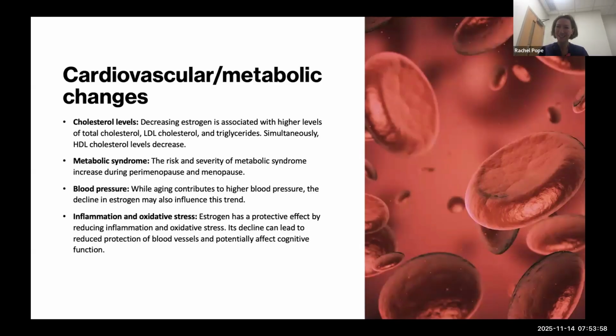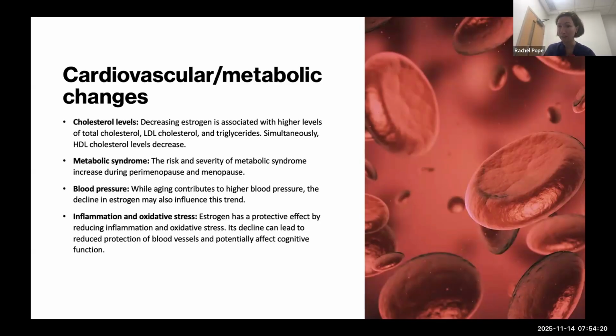So to get back to the cardiovascular changes, as estrogen levels decrease, we see LDL changing, triglycerides changing, HDL actually decreasing, and metabolic syndrome risks increase dramatically during this time. Blood pressure starts to sneak up on people. Again, kind of linking it back to another time in your life.